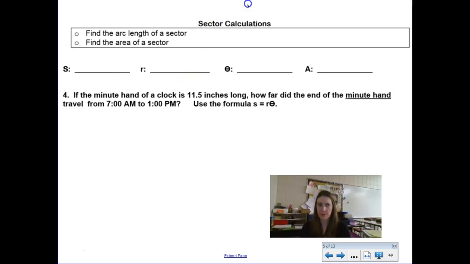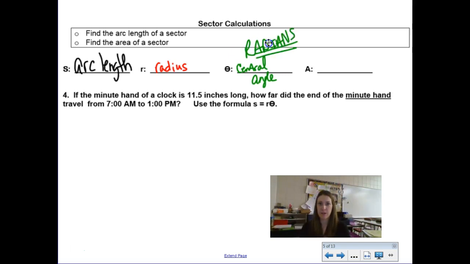It's the dreaded clock problem. So S represents arc length, so distance traveled around a circle or around a sector sometimes. R is the radius length of the circle. Theta is the central angle, but remember it has to be in radians. So that was the issue for some of you last test. It has to be in radians. Don't confuse radius length with radians measured. Different. And then A represents the area of the sector.